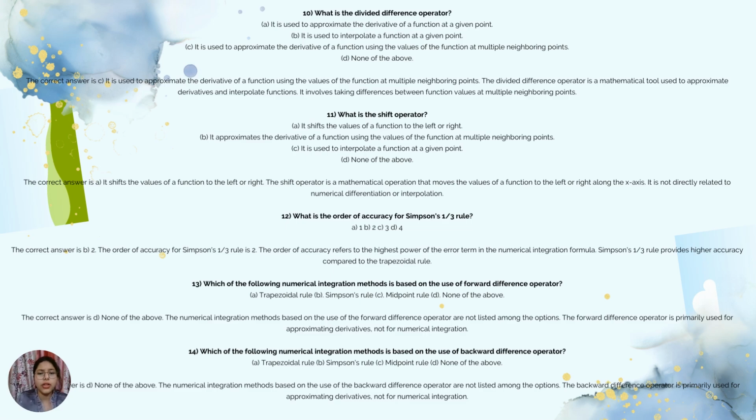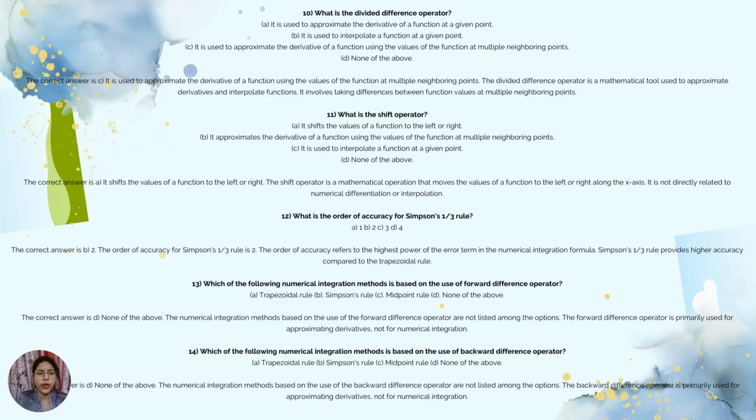Question number 12. What is the order of accuracy for Simpson's 1 by 3rd rule? Option A 1, option B 2, option C 3, option D 4. The correct answer is B. The answer is 2.